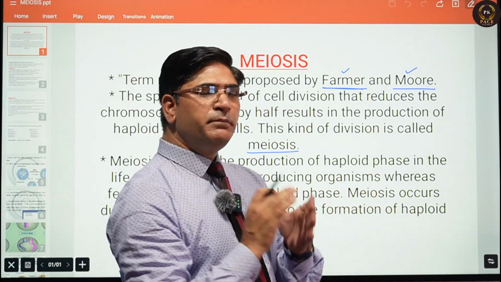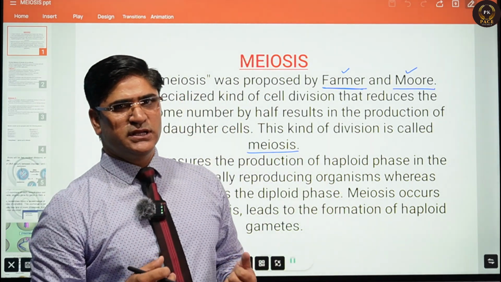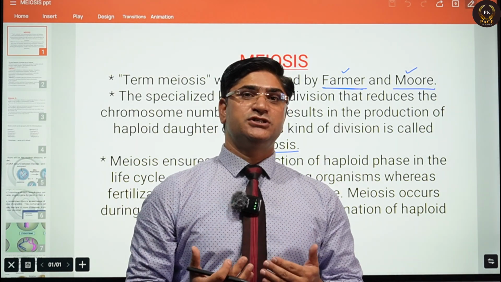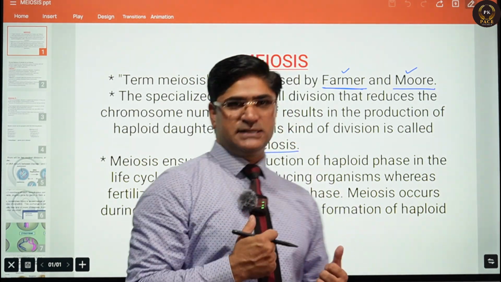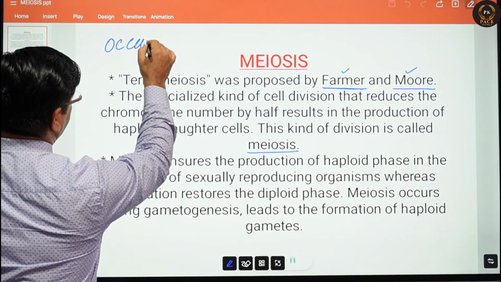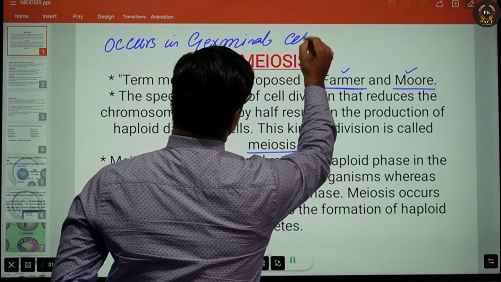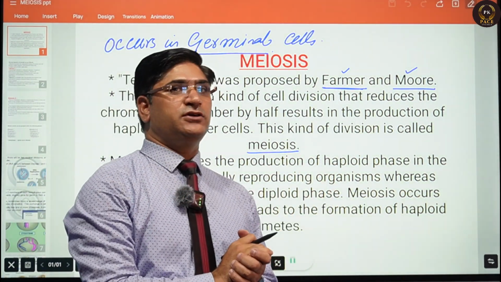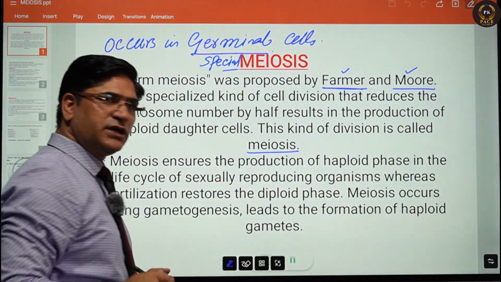Let me tell you, meiosis occurs during the life cycle. Mitosis occurs in somatic cells, that is, body cells, but meiosis occurs in special cells. Those specialized cells are called germinal cells. So meiosis occurs in germinal cells, not in all cells. The germinal cells are the specialized cells.